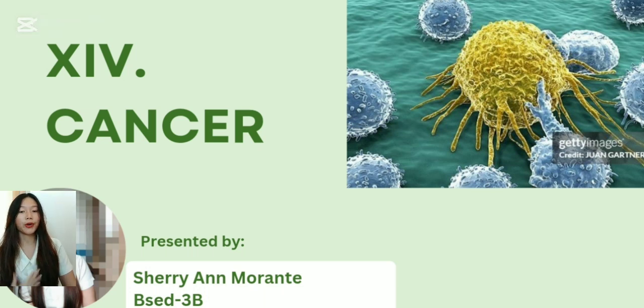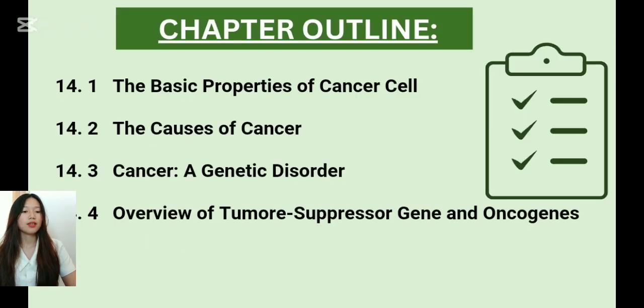I am the reporter of chapter 14, which is about cancer. So here is the chapter outline. 14.1 is about the basic properties of cancer. 14.2 is about the causes of cancer. 14.3 is cancer as a genetic disorder. And 14.4 is an overview of tumor suppressor genes and oncogenes.